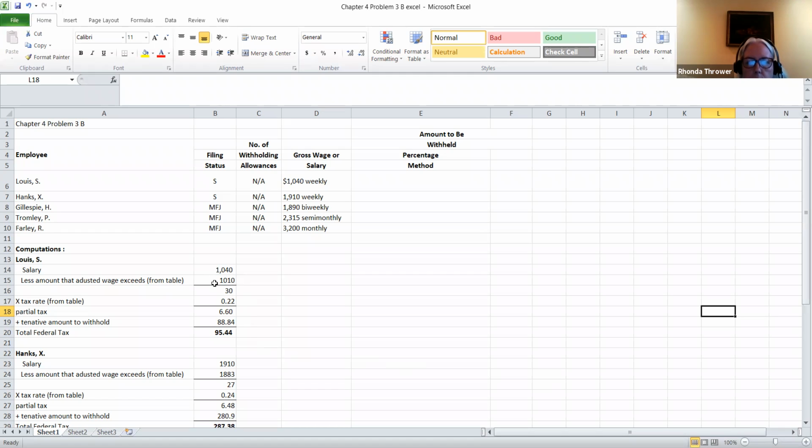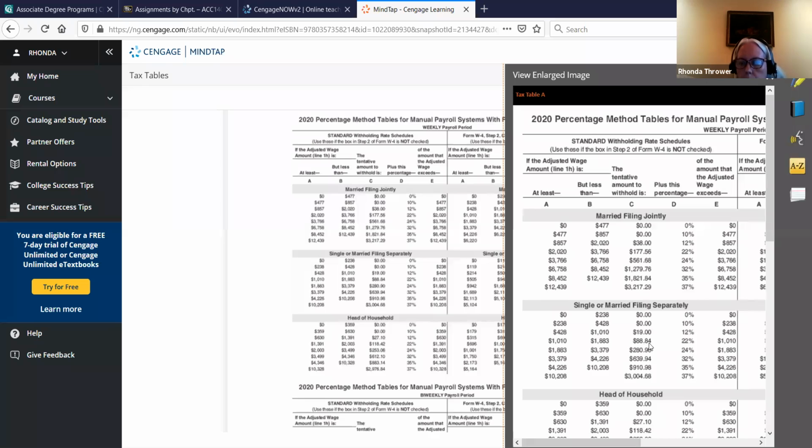We subtract that from the salary, that leaves us with $30, which is an excess amount of salary over the amount of the adjusted wage. And that leaves you with $30 that we would multiply by the tax rate, which also comes from the table. In this case, the employee's tax rate was 22%. So again, I'm going to show you where we got that 22%. And the 22% is right here.